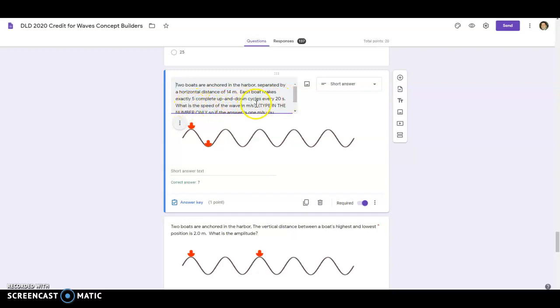There's a couple of ways to do this. You can boil this down to 20 seconds for 5 cycles. That's 4 seconds total. And 28 meters, 28 divided by 4, and you get 7 meters per second. Probably one of the easier ways to do that. The other way you can do that is take that 28 wavelength and that 0.25 hertz frequency. 28 times 0.25 is also 7.